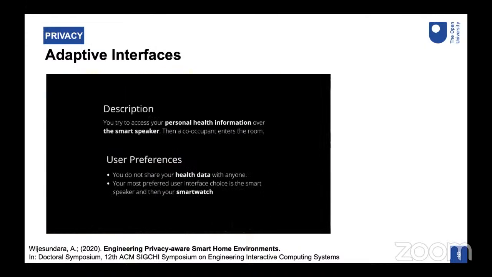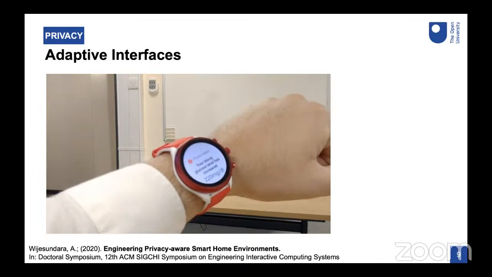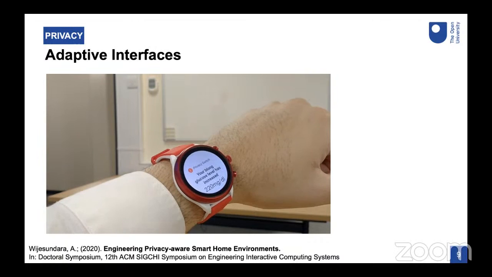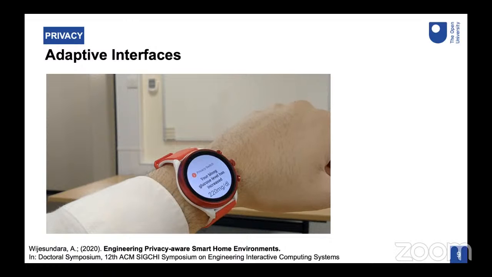Here's another example where information privacy might be violated. Someone is trying to access some personal information over a smart speaker. Alexa, what's my blood glucose level? And just as they request that, someone else moves into the room, and had the smart speaker just said out loud that private information, the other person would have heard it. So instead, the interface adapts and presents the private information through a private interface, the smartwatch in this case. And again, that's an example of how an adaptive system can help support the privacy of people where there are these Internet of Things devices and applications in operation.